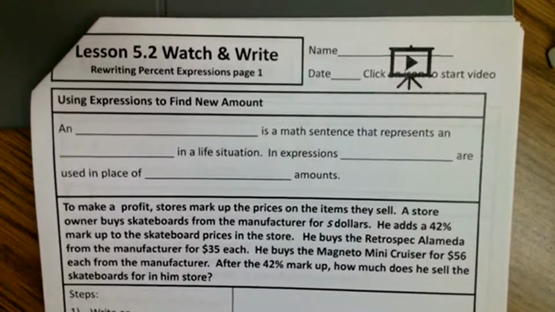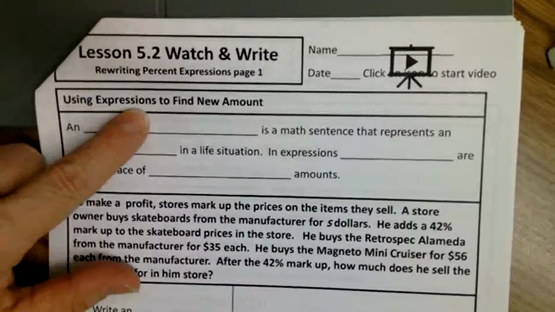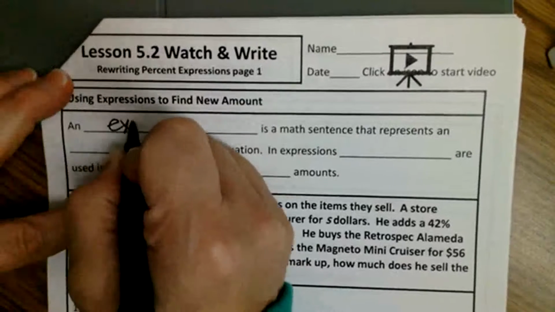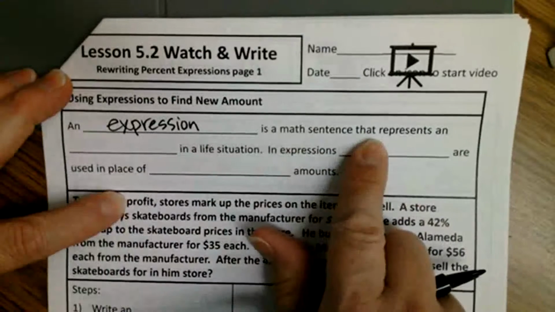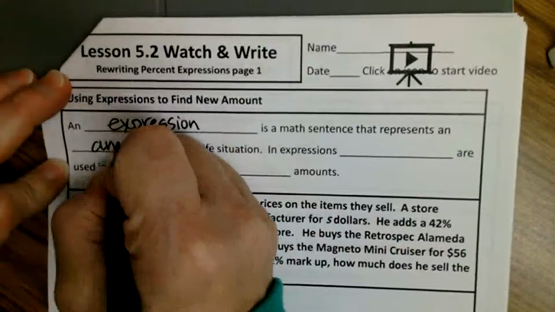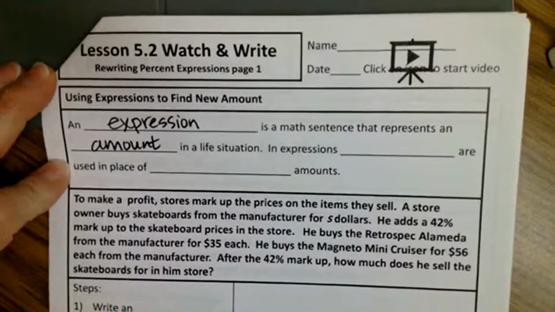Then, sometimes things go on sale, and when things go on sale, the price gets marked down. So we're going to talk about markups and markdowns as a way to use expressions to find the new amount. Basically, an expression is a math sentence, and that sentence represents an amount. It's a real life situation where you write an expression and the expression stands for an amount.